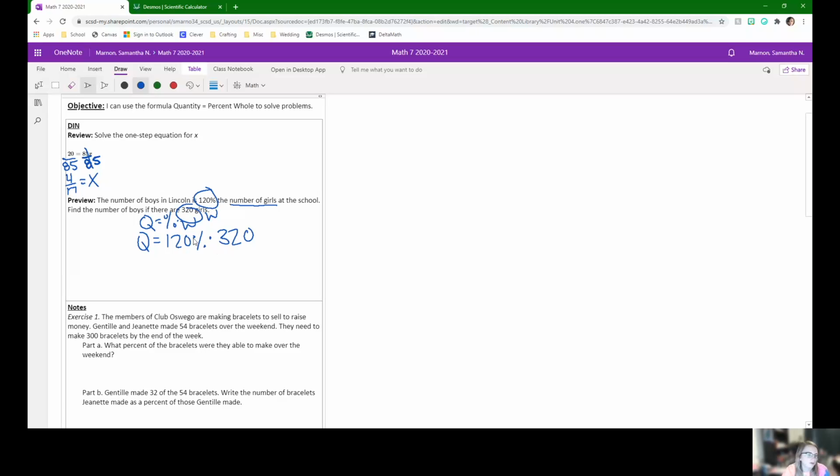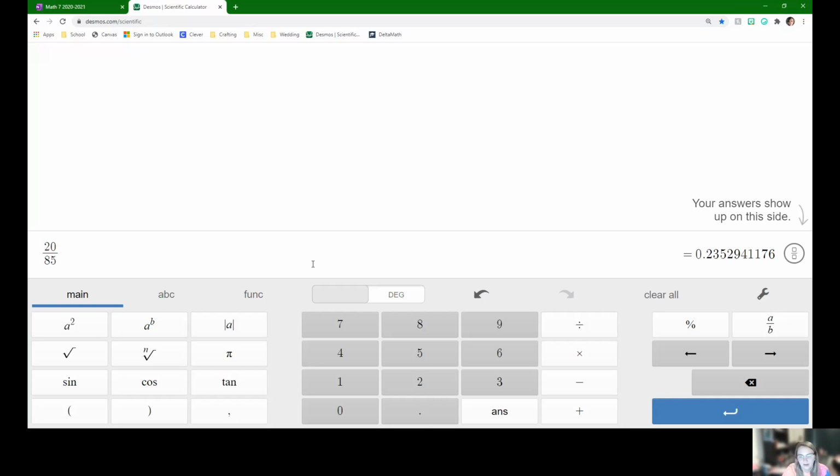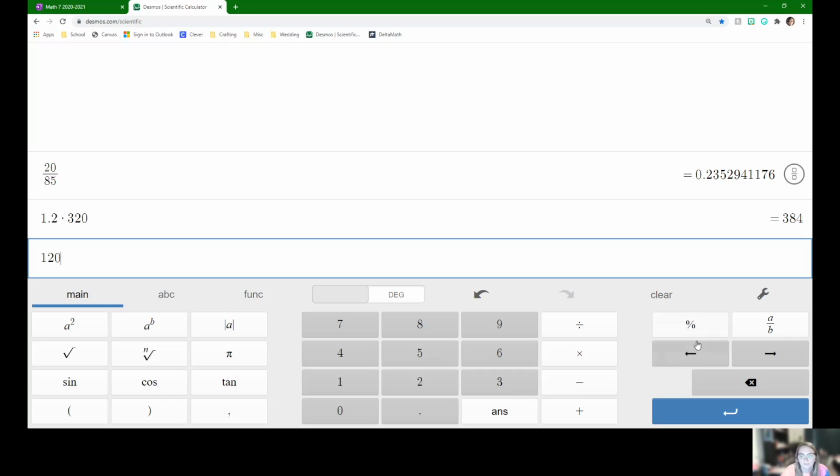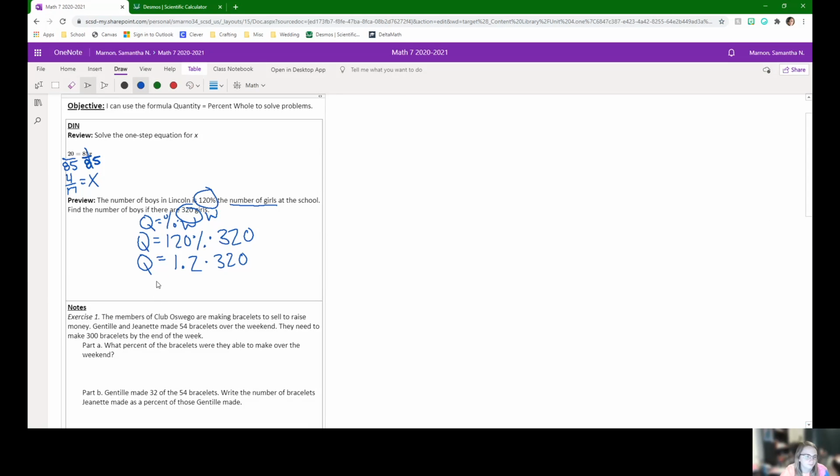If we're working with the Desmos calculator, we need to convert this percent to a decimal first, which we should be getting really good at. So 120% is 1.2 times 320. So on our calculator, let's type in 1.2 times 320. 384. If you remember, you could also do this 120% of 320. In both ways, we get 384. So there are 384 boys.